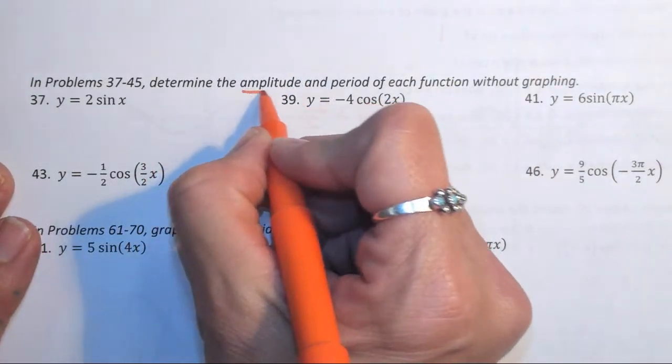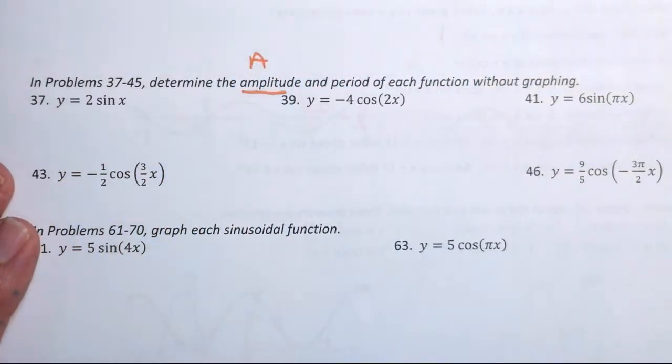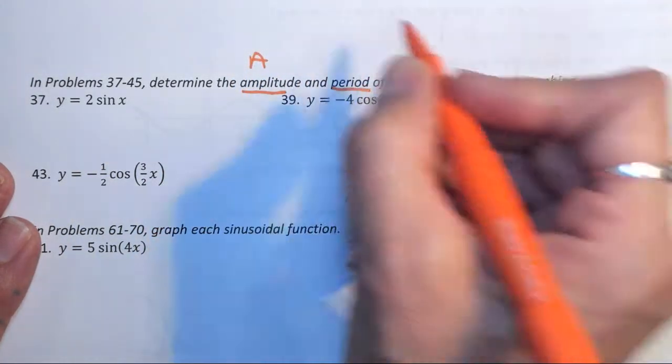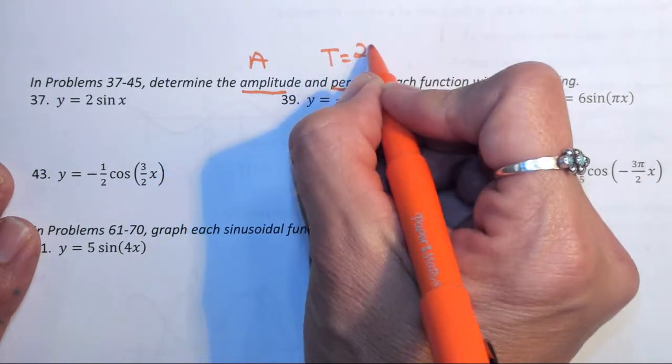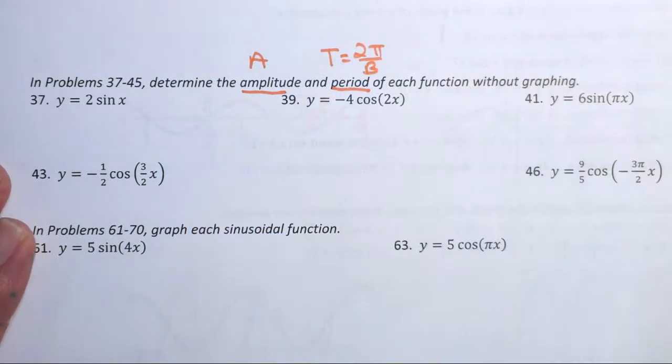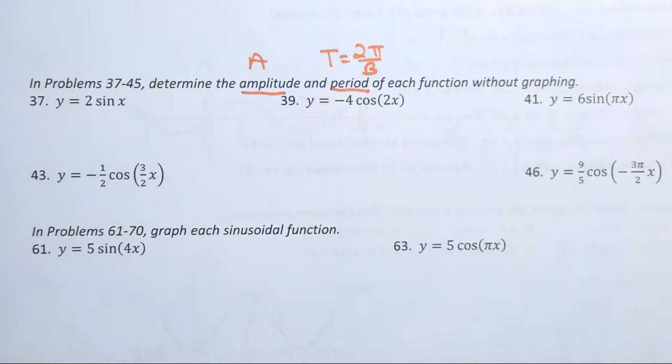They want you to find the amplitude, which is my A. They want me to find my period, which is my T. So I'm doing the same thing we did on the front of the worksheet with an equation.